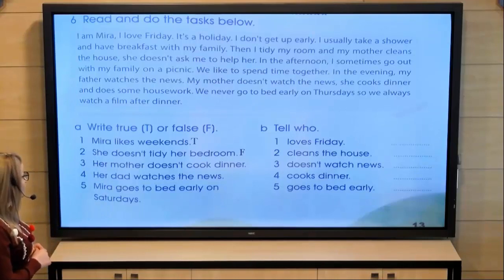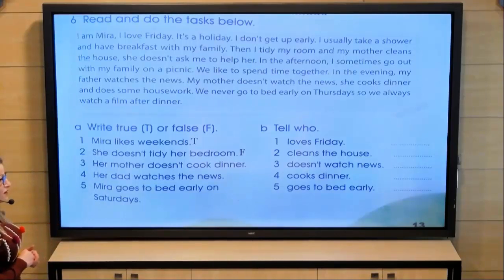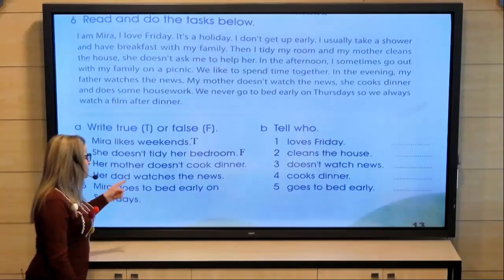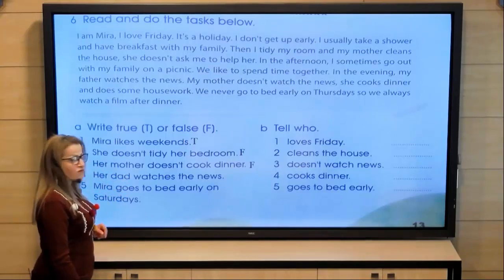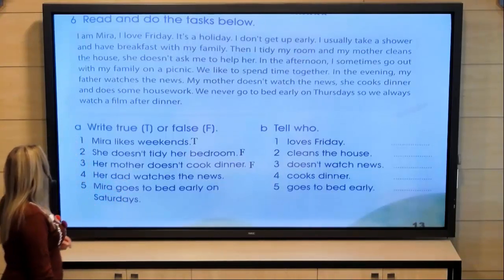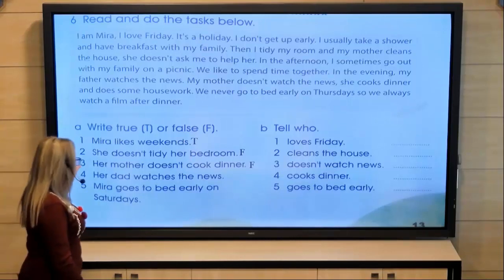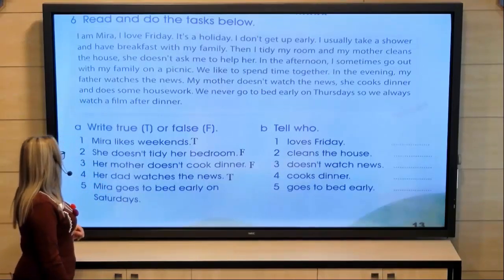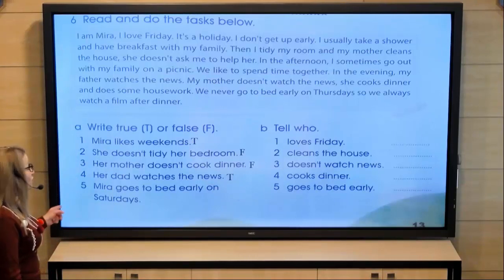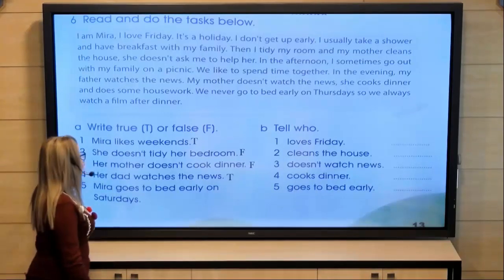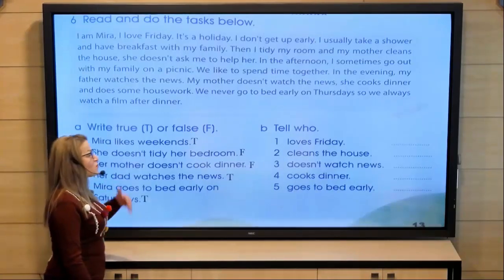Three, her mother doesn't cook dinner. It's false. Four, her dad watches the news. It's true. Five, Mira goes to bed early on Saturdays. It's true.